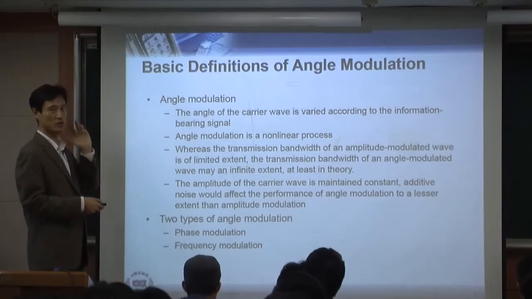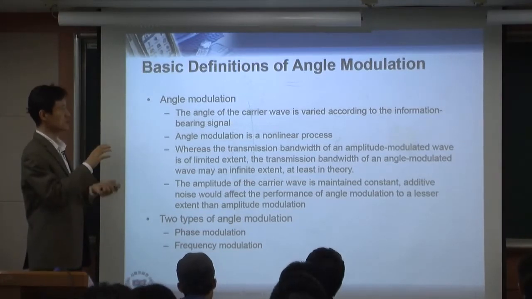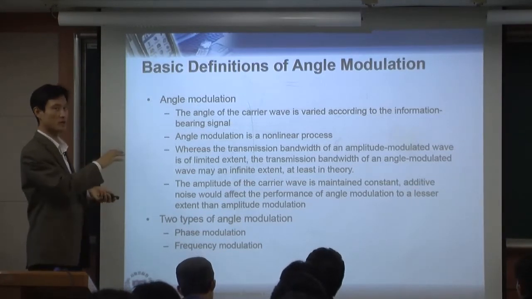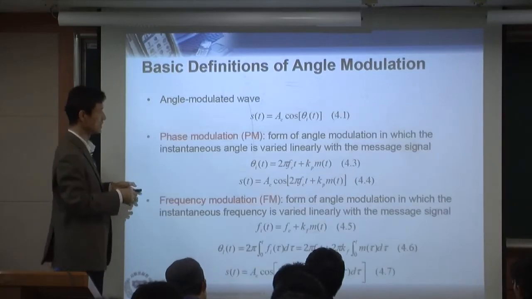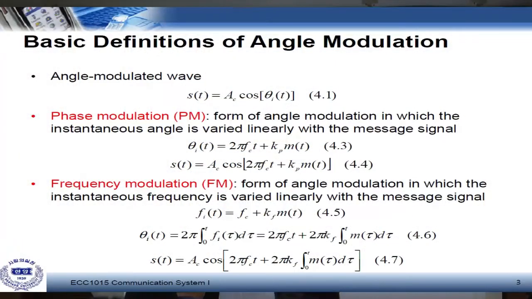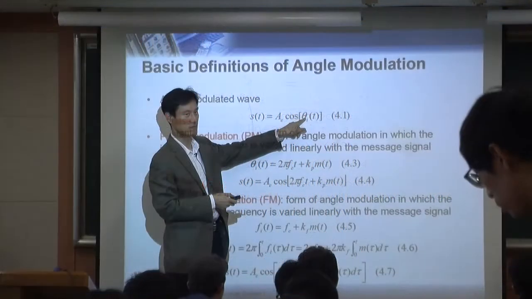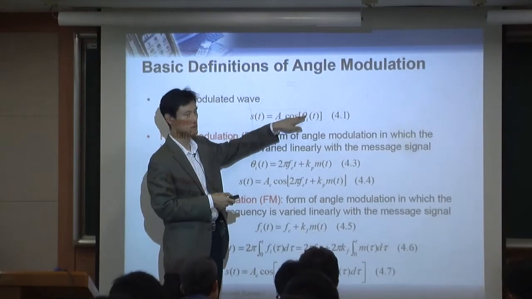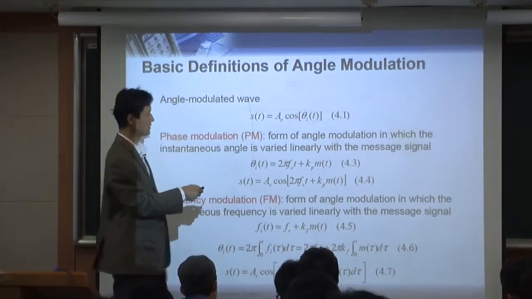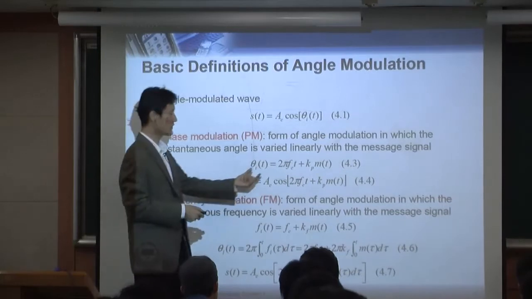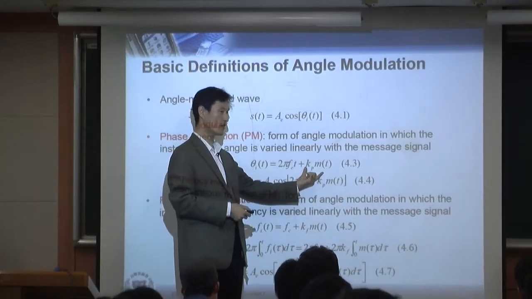Previously, in amplitude modulation, the message goes into the amplitude. Now it goes into the angle. Here, this is a carrier, and this parameter is called the angle. So our message goes to the angle, and when you look at the angle, we have a frequency portion and we also have a phase.